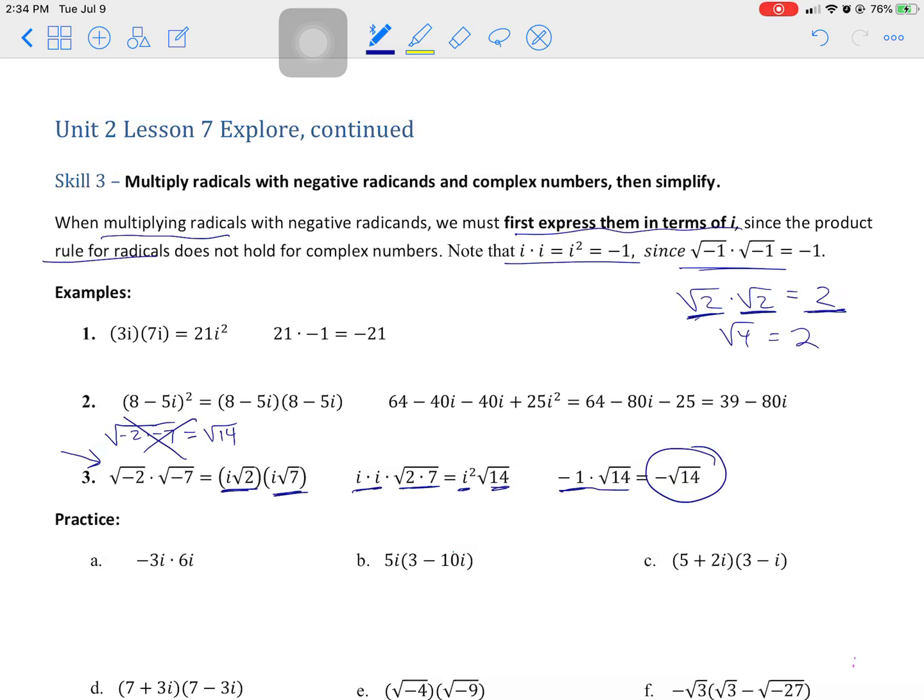So let's look at this one. The other examples: real times real is 21. i times i is i squared. Therefore, 21 times a negative 1 is a negative 21.